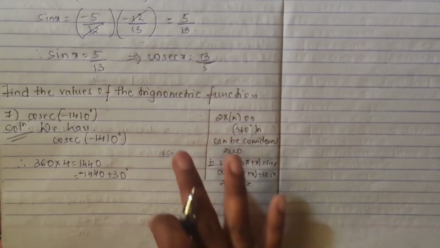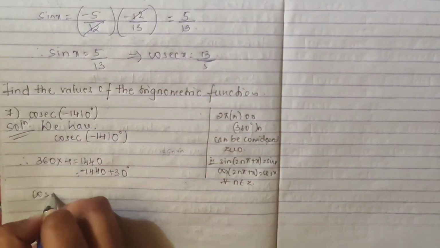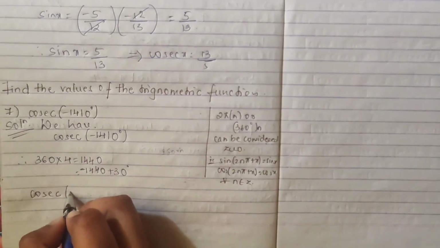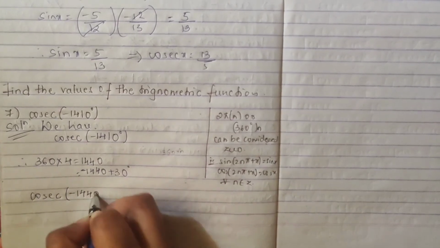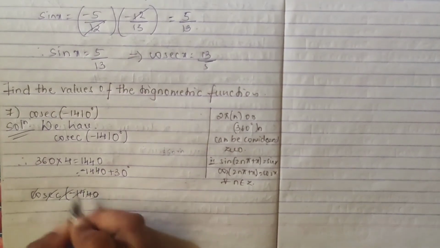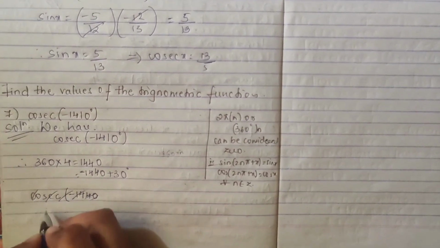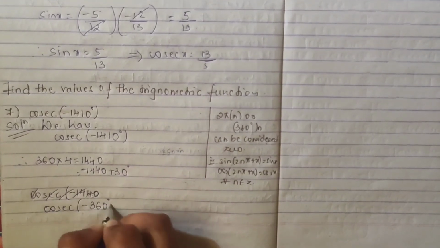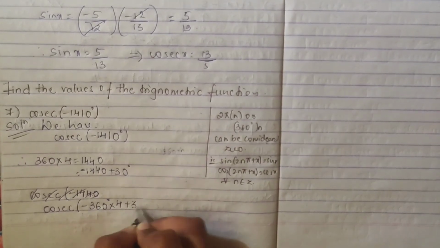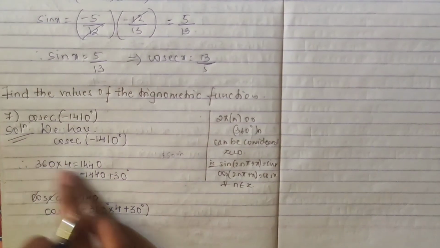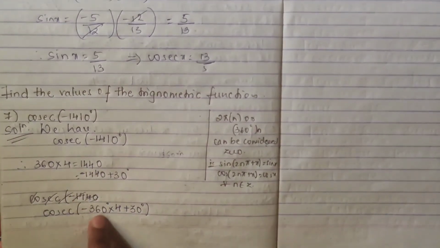Because we have the angle, for that you have the values. So I will write cosec of minus 360 degree into 4 plus 30 degree. Okay, minus 360 degree into 4 plus 30 degree. Because this only we get 1440, and you can see we are considering this 360 into n, or 2n pi, to be 0, right?